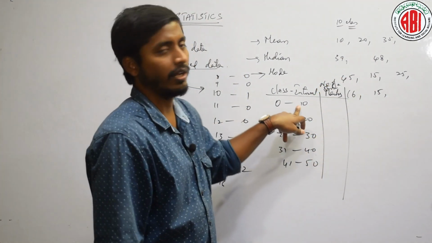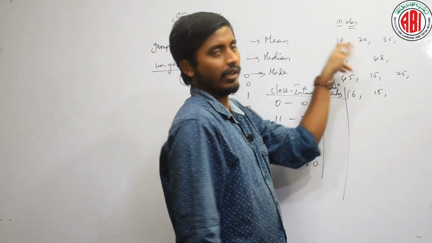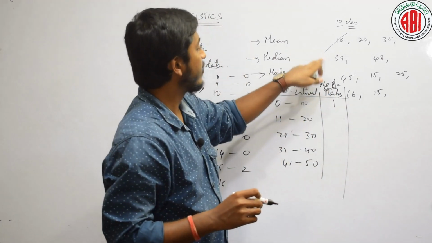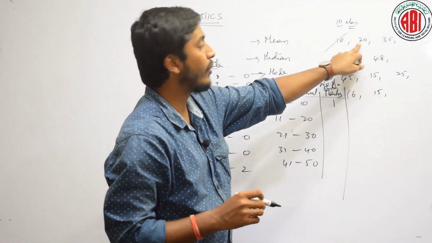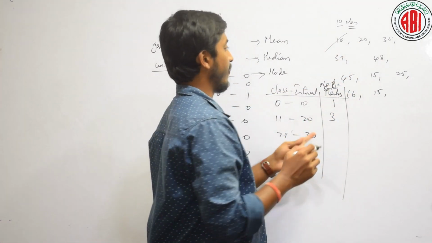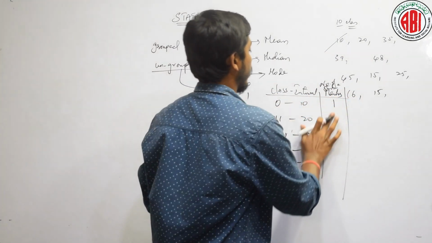Now see here, 0 to 10, how many people are there less than 10? Only one, right. Let us write 1. 11 to 20, let us see, 15, 15, 20, okay, 3. 21 to 30, 21, oh there is one more 16 here, 4.